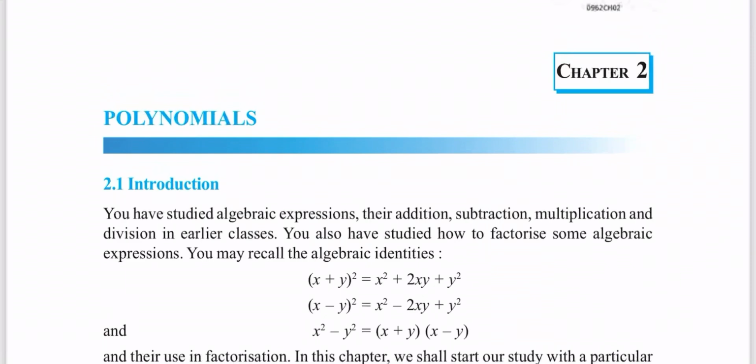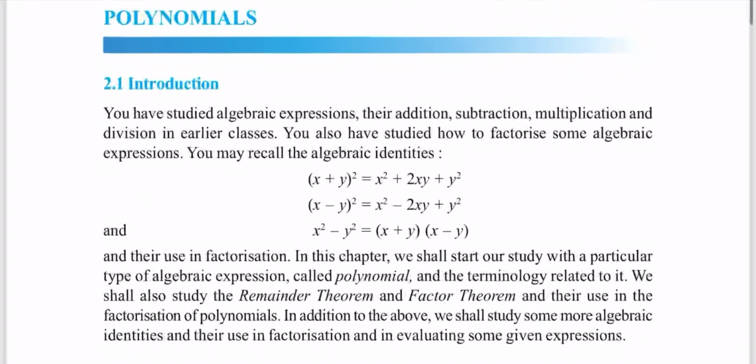Next, we are going to discuss class 9th Mathematics NCERT syllabus. Chapter number 2, Polynomials. We have studied algebraic expressions, their additions, subtractions, multiplications and divisions in earlier classes. We also have studied how to factorize some algebraic expressions. We may also recall the algebraic identities such as (x + y)² = x² + 2xy + y², (x − y)² = x² − 2xy + y², and x² − y² = (x + y)(x − y), and their use in factorizations.